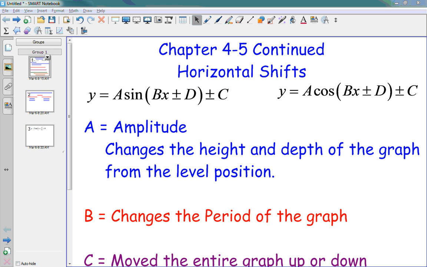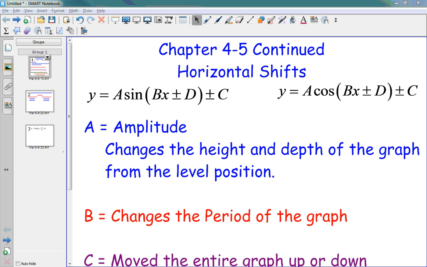So this is what your graph looks like. You're not going to see this in the textbook. You're not going to see y equals A times sine (Bx plus or minus D) plus or minus C. This is kind of a Yoderism here. Okay? And I have the Yoderism here because it makes sense for you guys to understand what each letter does to the equation. Does that make sense?